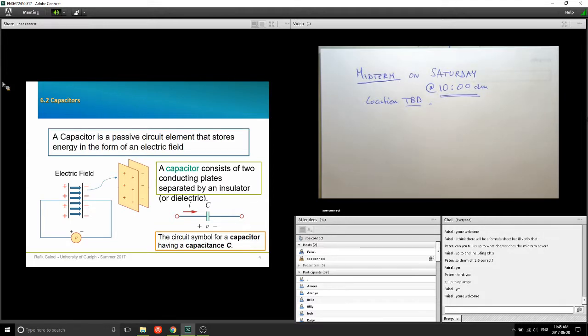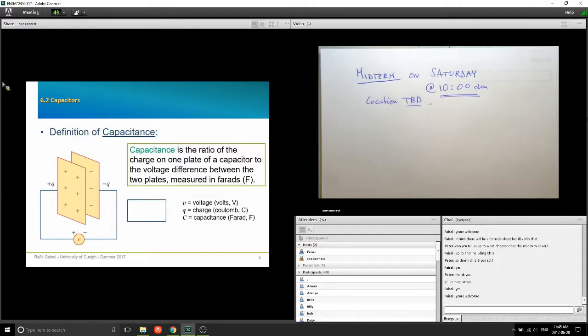This is the symbol for the capacitor, and we say it has a capacitance C. That's the value that we give to a capacitor. Now, capacitance is the ratio of the charge on one plate of a capacitor to the voltage difference between the two plates, measured in farads. The voltage difference between the two plates comes from this voltage source. And you look at how much charge you have on one of those plates. Obviously, the charges on one plate are exactly the same as the charges on the other plate. Every time an electron leaves one plate, another goes and parks on the other plate. So they're always equal, but one side has a positive charge plus Q, the other side has a negative charge minus Q. Now there is a ratio between these, and we have this equation: Q equals CV, because Q is going to be proportional to the voltage.